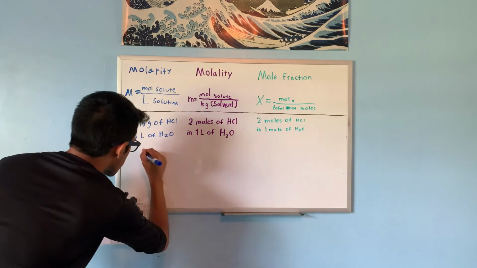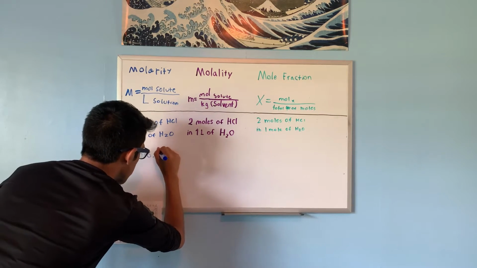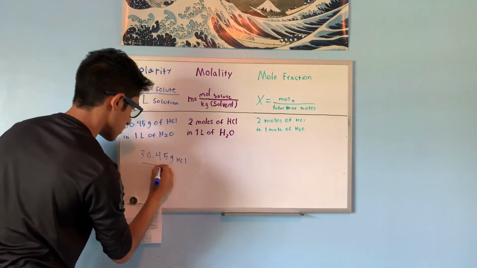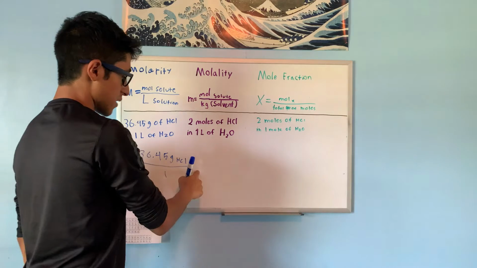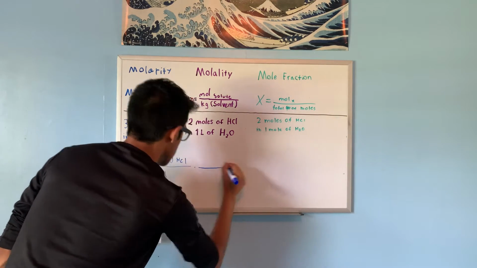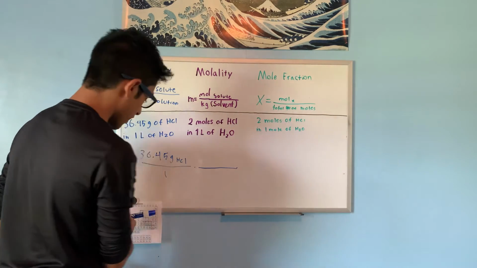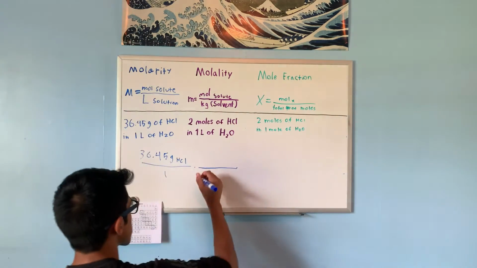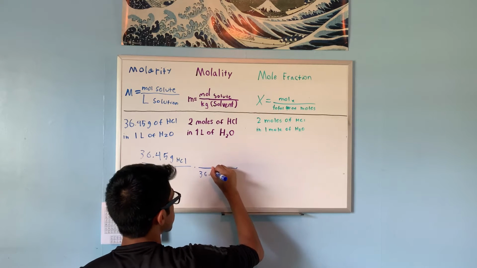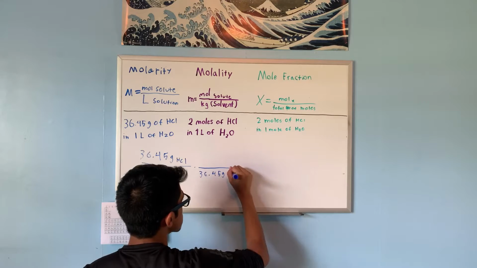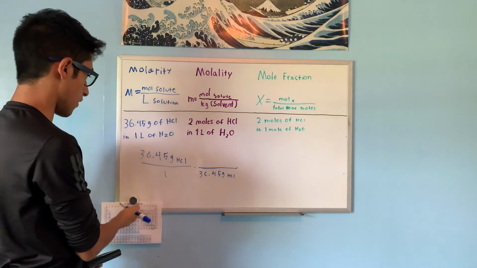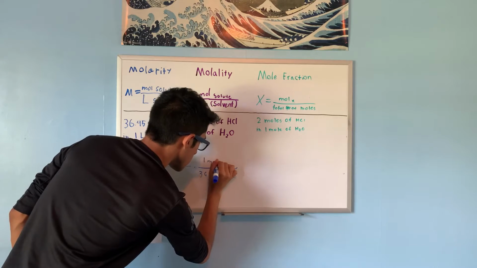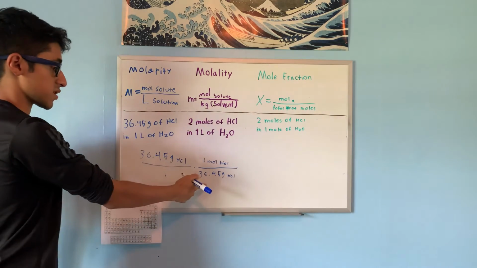So first, we are given 36.45 grams of HCl, and we're going to put that over 1. What we're going to do is use dimensional analysis to get rid of the units of grams of HCl. Looking at our periodic table, we can calculate that the molar mass, or the mass of 1 mole of HCl, is equivalent to 36.45 grams of HCl. And if you don't know how to calculate this, you can simply find the molar mass of hydrogen and add it to the molar mass of chlorine. So we know that 1 mole of HCl is equal to 36.45 grams.